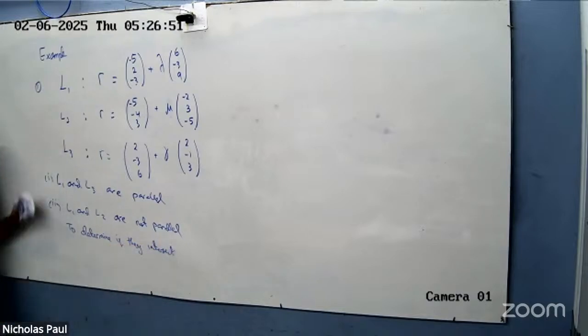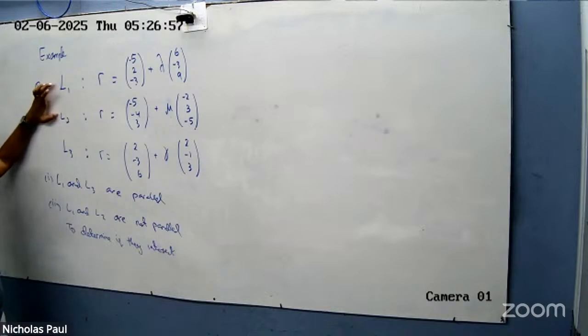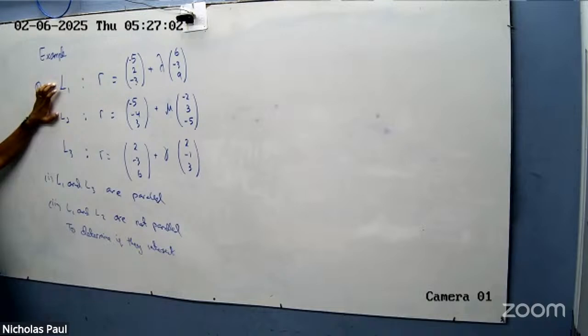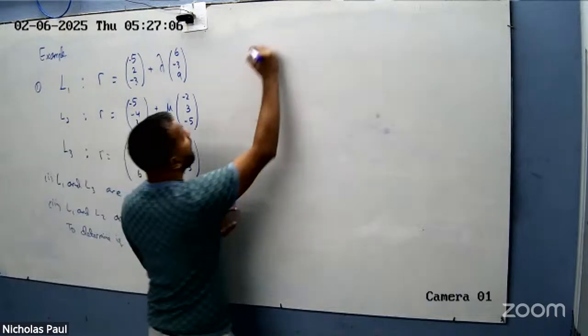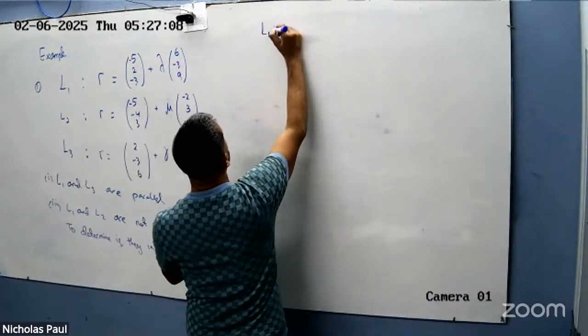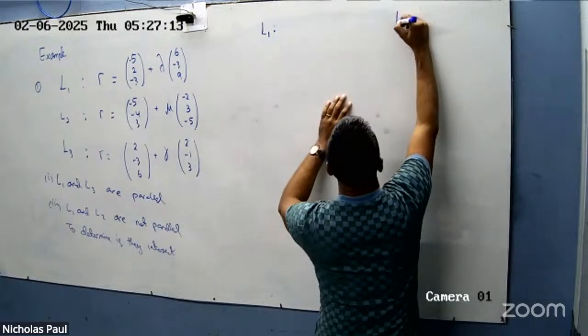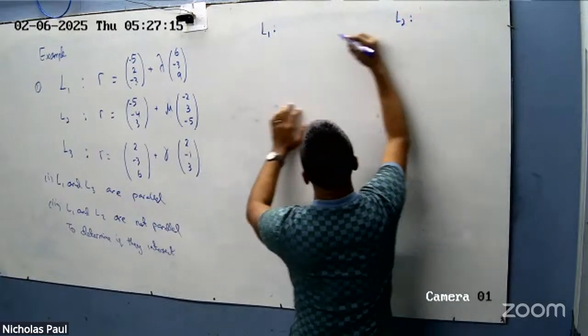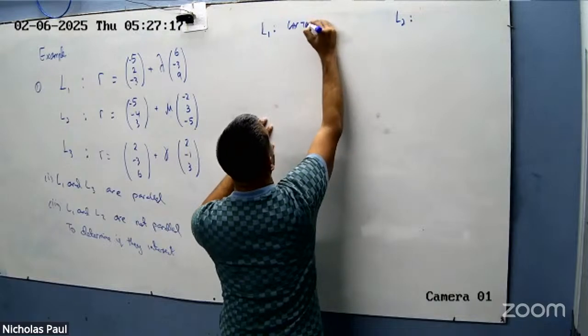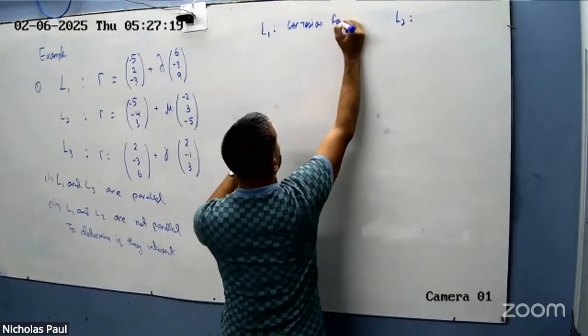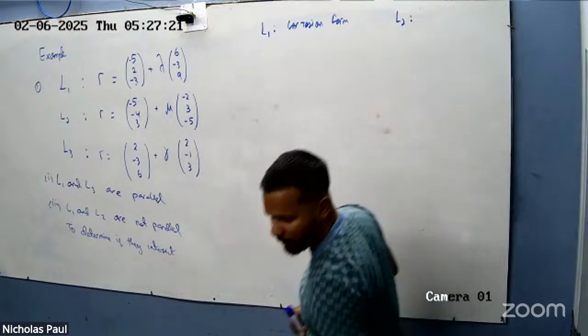So what did you see earlier? If they intersect, when I solve these two simultaneously, they should have a common point. Okay? So watch this here, please. I'm taking L1 and writing it in parametric form, and I'm writing L2 in parametric form.